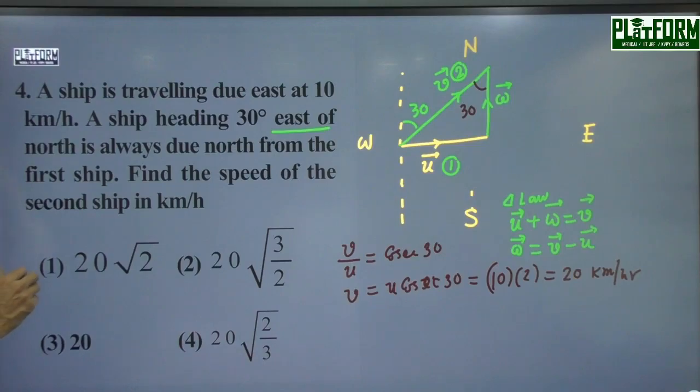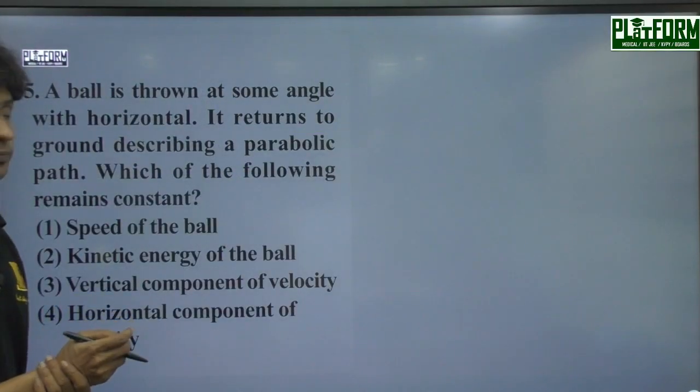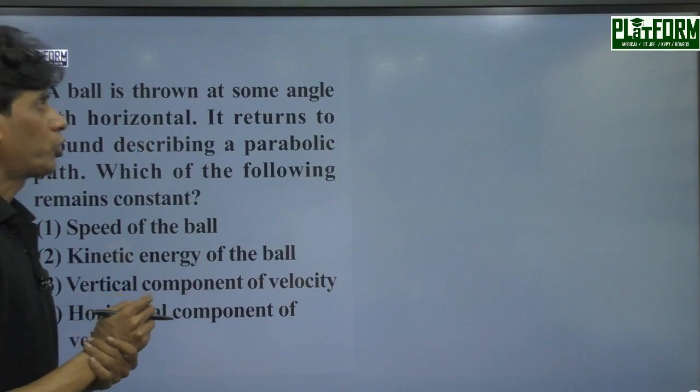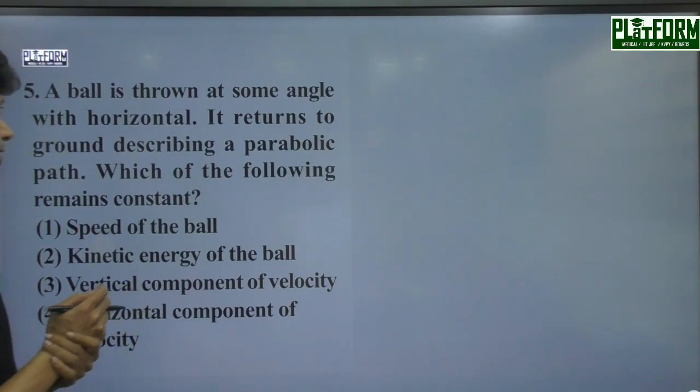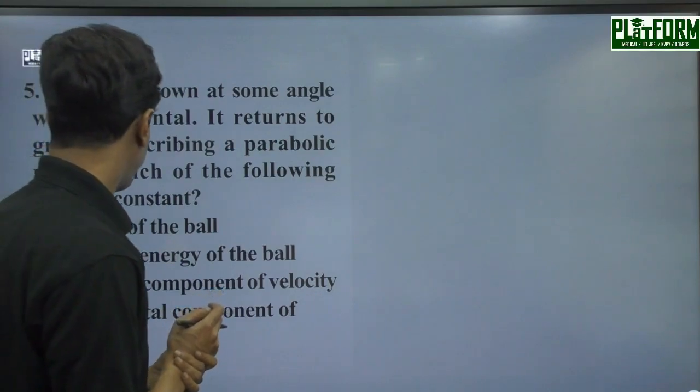The speed of the second ship, and the correct option here is 3. Next problem. A ball is thrown at some angle with the horizontal, returns to the ground describing a parabolic path, you know.